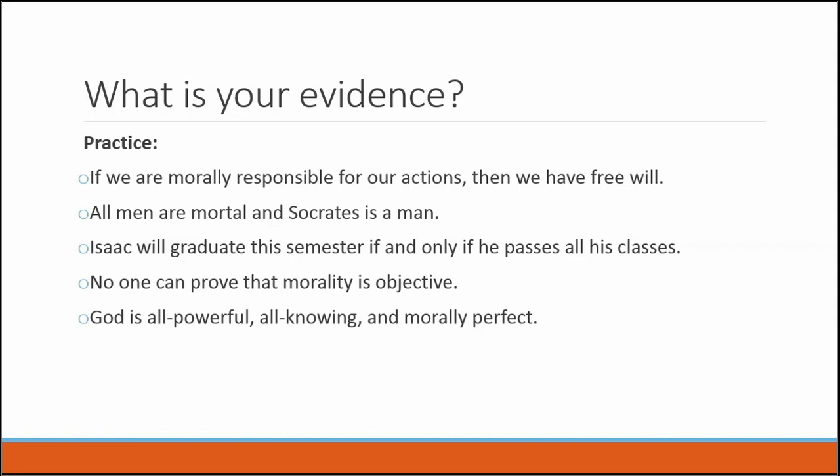God is all-powerful, all-knowing, and morally perfect. Here we really have three statements. God is all-powerful, God is all-knowing, and God is morally perfect. Which, if any of these statements, is being asserted? Okay, in this case, all three are being asserted. The author of this statement is claiming that God is all-powerful, that God is all-knowing, and that God is morally perfect.